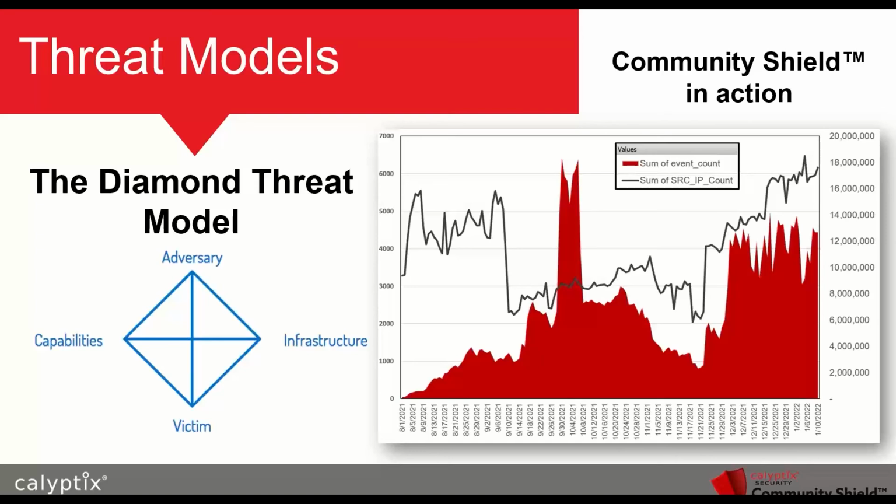And this shows here Community Shield in action recently. Since August, when we started really rolling it out, it shows the number of active IPs that were detected by Community Shield and the number of events across our fleet. So you'll see pretty quickly that spiked in October.